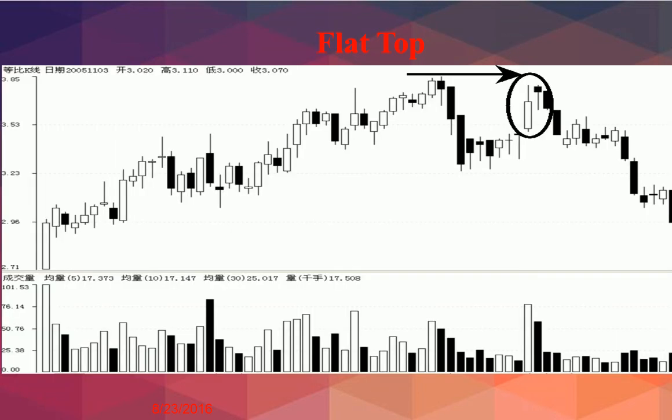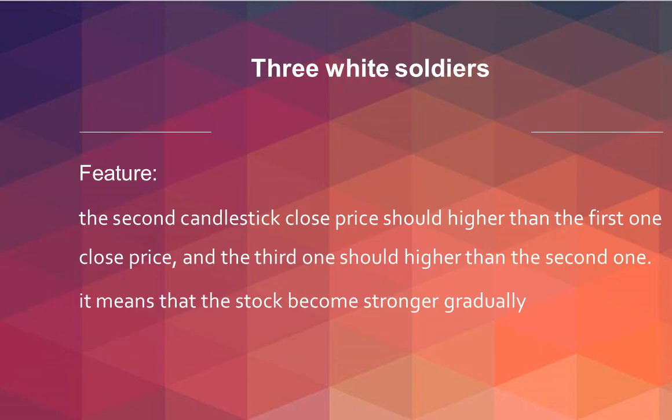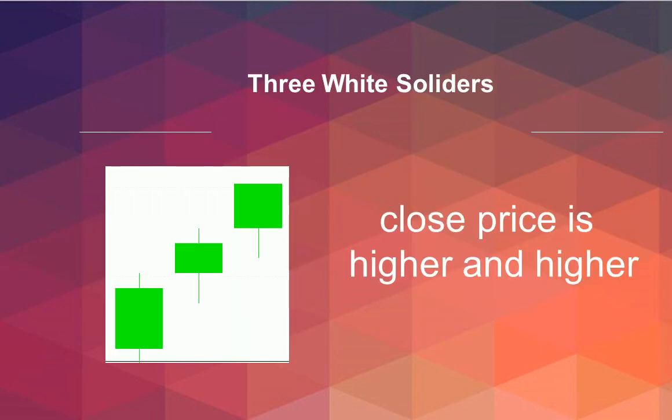Then see, this is the flat top. If you confirm this is the top point, then if you see the price touch the previous top point again, here is the sell point, okay? Flat top. Then this is the flat bottom. Then three white soldiers. Then if you see this is the three white soldiers, the close price is higher and higher. So this one can tell us that the share is stronger.